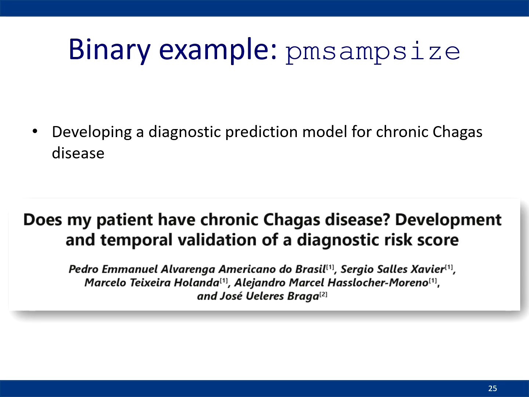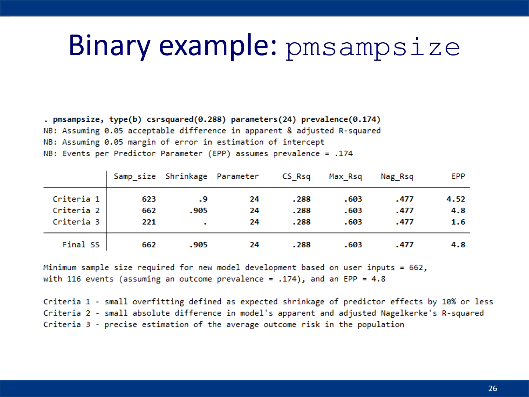So let's just have a quick look at an example. This is a binary outcome model. This is a paper looking at developing a diagnostic prediction model for chronic Chagas disease. So this is fairly complex, but also made fairly easy by the package. So let's build this example up slowly.